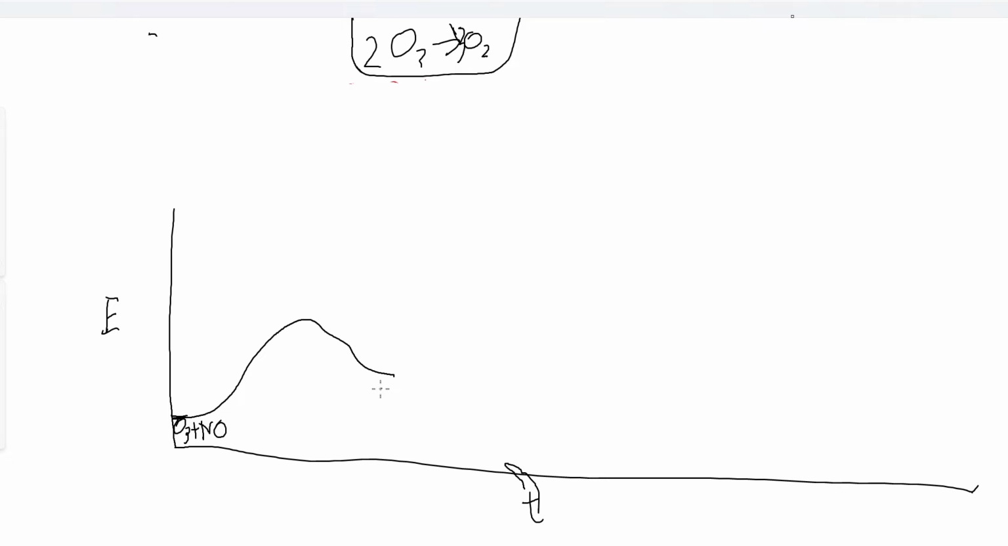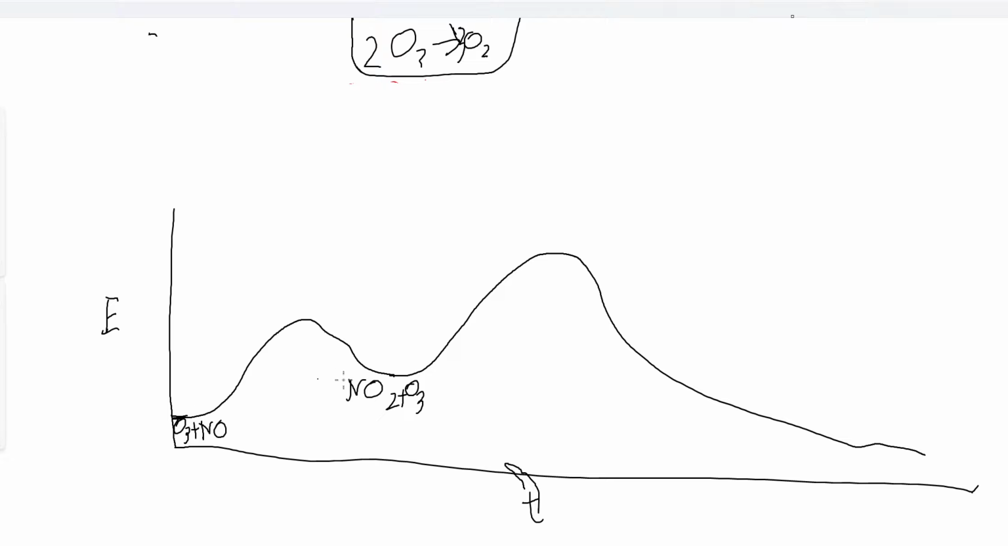This will be the energy of our intermediate. If you remember, that was NO2. And then we mix it with more ozone that has a huge spike, and then it tapers off. This is known as a multi-step reaction energy diagram.